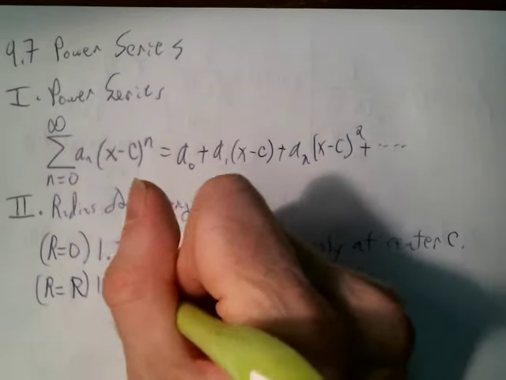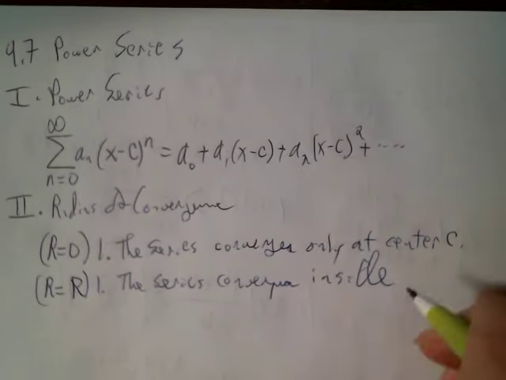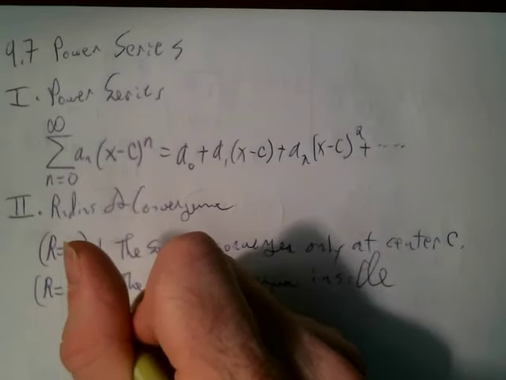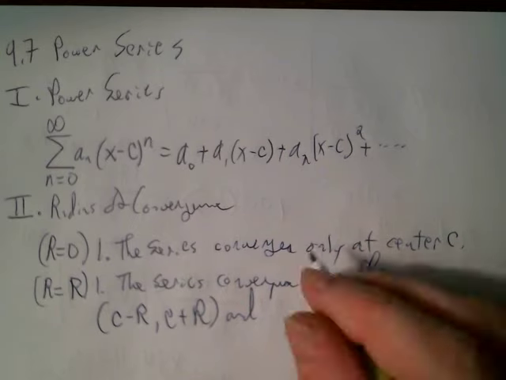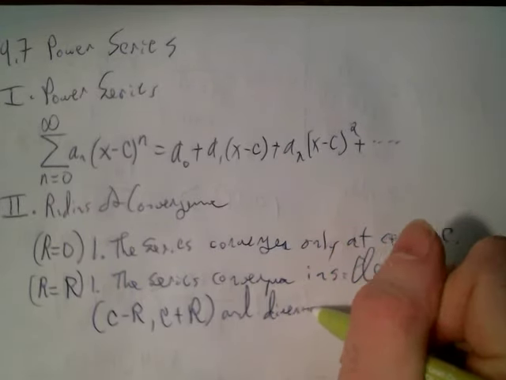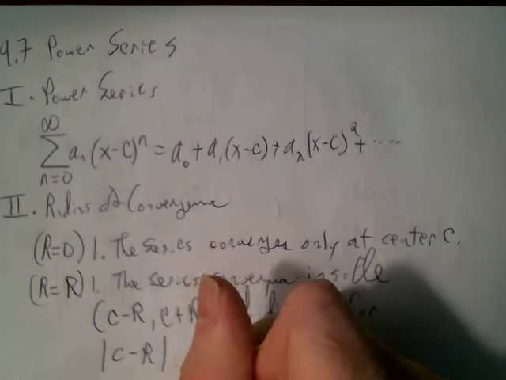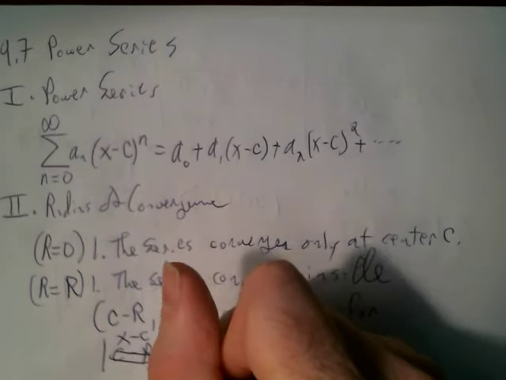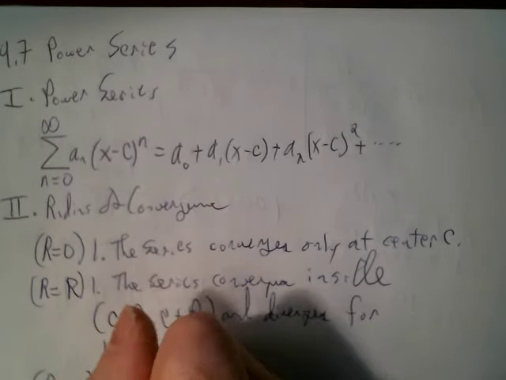The second kind of convergence, we have some sort of interval. So we'll say the series converges inside this interval from c minus R to c plus R, and diverges outside of it. The endpoints will be a separate issue we'll have to investigate. So when x minus c is greater than R, it'll diverge. The last case is where it converges everywhere, and the radius on that will be infinity.